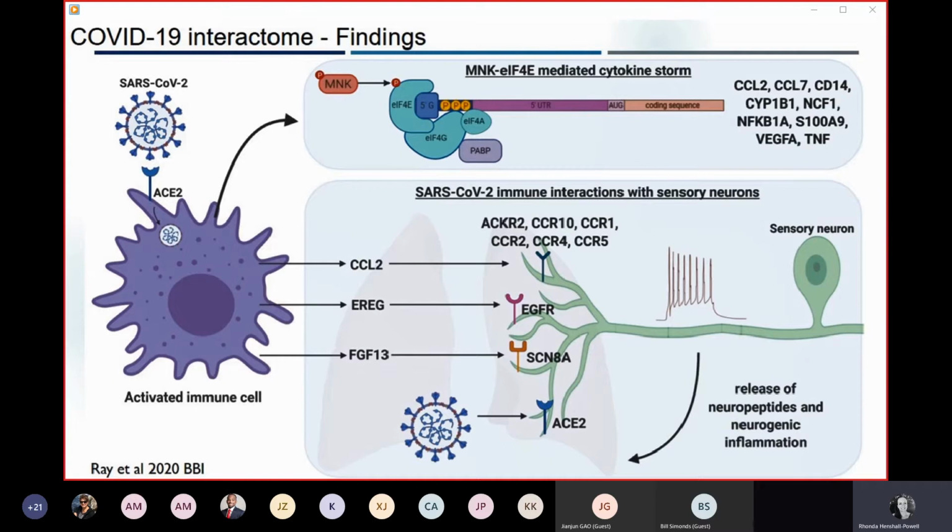And CCL2 has a number of different receptors that are expressed by human dorsal root ganglion neurons. And then the epidermal growth factor receptor is expressed by sensory neurons. So we think we've pinpointed a number of different interaction points here that we could potentially interfere with. And one thing that's kind of interesting about this is that a number of the drugs that can interfere with these pathways are used for rheumatoid arthritis.